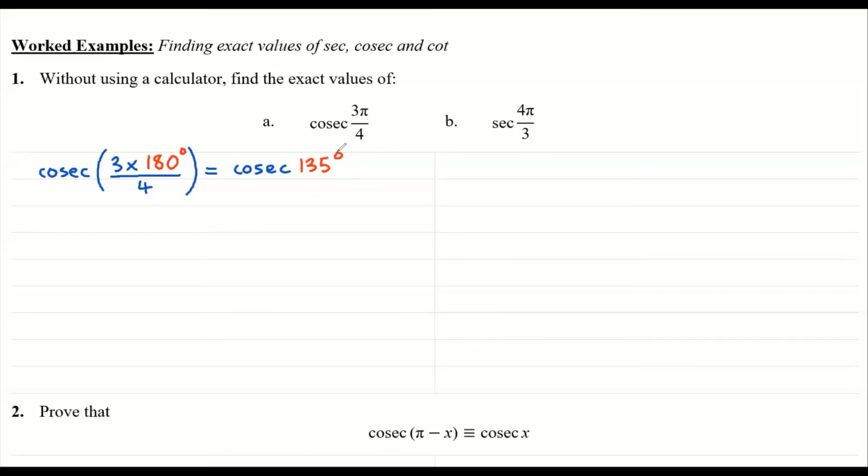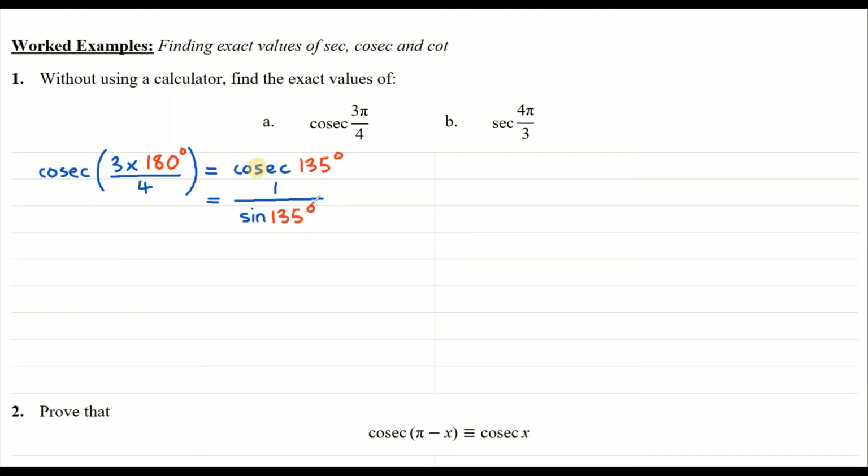Now, let's find out what does cosec correspond to. Well, if we use that third letter rule again, the third letter of cosec is of course S. Now this tells us that this is the reciprocal trig function of sine. So I can now rewrite this as 1 over the sine of 135 degrees.